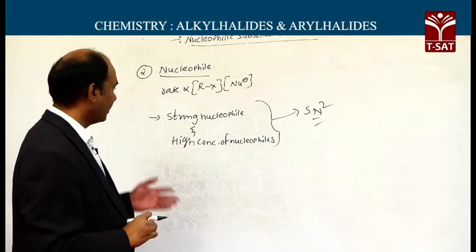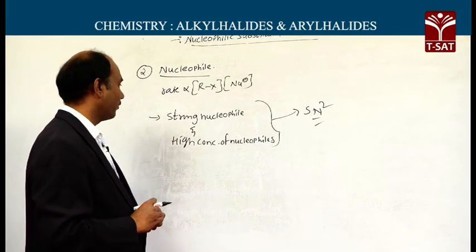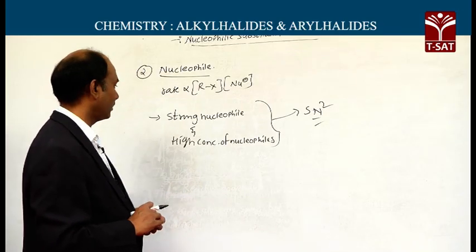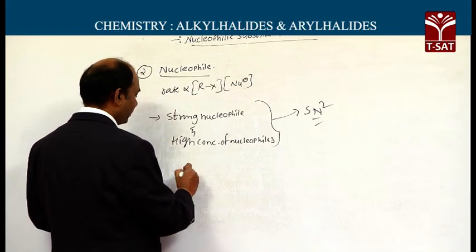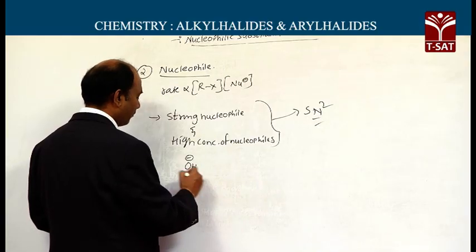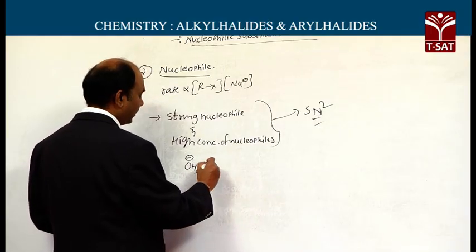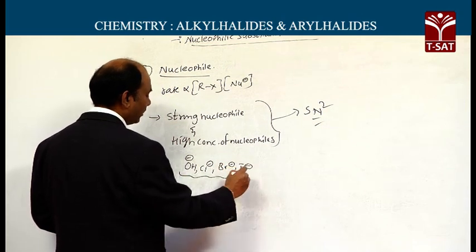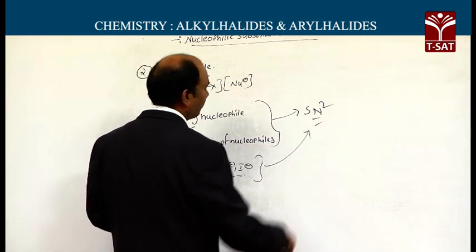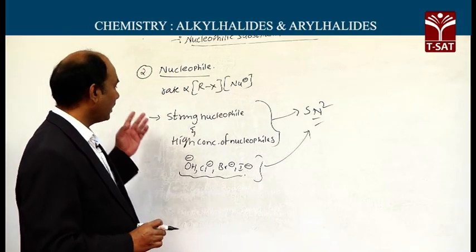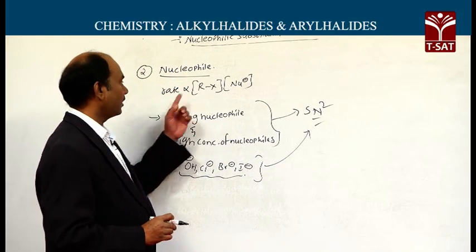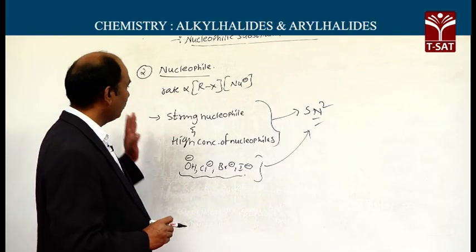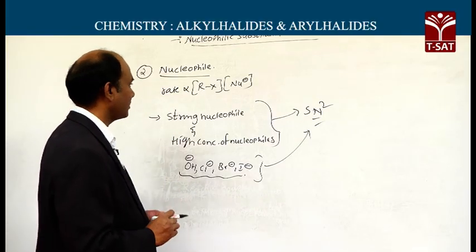Here we have already discussed weak nucleophile and strong nucleophile. What is a weak nucleophile and what is a strong nucleophile? Regarding nucleophilicity, suppose negatively charged species are given, for example OH minus, Cl minus, Br minus or I minus. If these are given, then definitely this is an SN2 reaction. SN2 reaction depends on the concentration of the nucleophile, therefore strong nucleophiles and high concentration of nucleophile favor SN2 reaction.